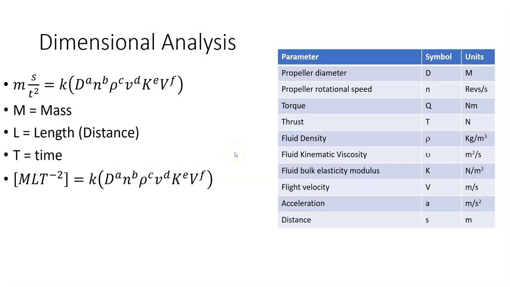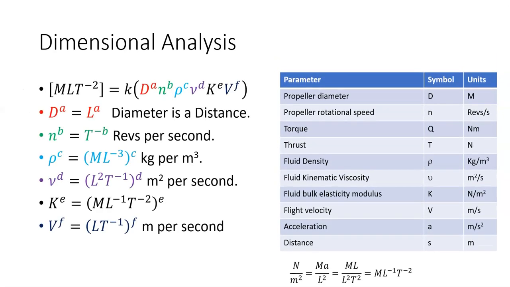All right, so then the MIT slide went on to turn this into some dimensional analysis as well. So D to the power of a, well, D is a distance, so it's just the length, so that's length to the power of a. The revs per second, well, it's per second, so that's time to the power of minus b. Okay, because it's 1 over T.